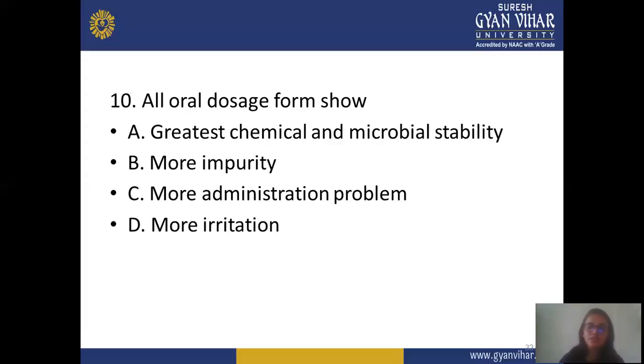So out of these A, B, C, D options, you select any one option which is correct for oral dosage forms. You know that this question is asking about all oral dosage forms, not only a single solid dosage form or only a single liquid dosage form. Oral dosage forms may include solid, liquid, or any type of formulation. So out of these A, B, C, D options, select any one option for this 10th question.